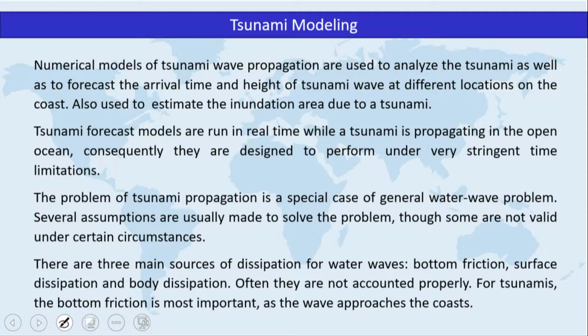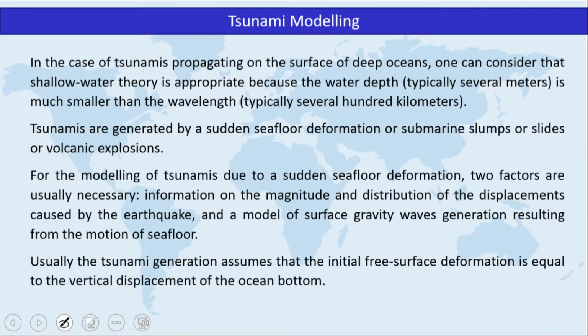There are three major sources of dissipation for water waves: bottom friction, surface dissipation, and body dissipation of the energy. Often they are not accounted for properly, and that brings errors in the tsunami models. In the case of tsunamis propagating on the surface of deep oceans, one can consider the shallow water theory for the tsunami waves, because the water depth, typically several kilometers, is much smaller than the wavelength, which is typically several hundred kilometers.